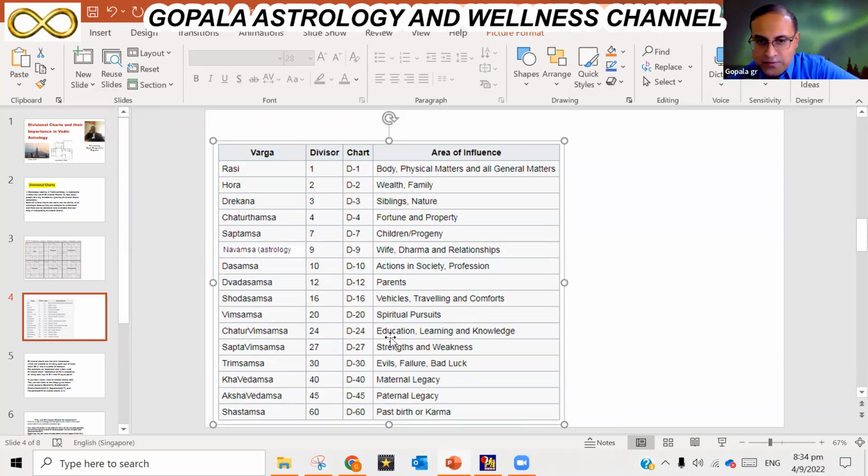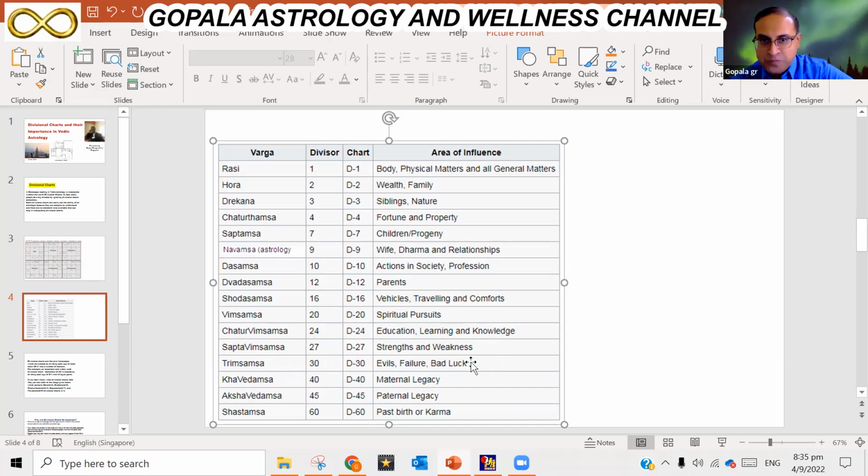So if there is a very good placement of Mercury and Jupiter in D24, that will give a very sound education, and you will be a lifelong learner if your Mercury and Jupiter are well placed in the Chatur Vimshamsha chart. All right, Sapta Vimshamsha is talking about the strengths and weaknesses that you have.